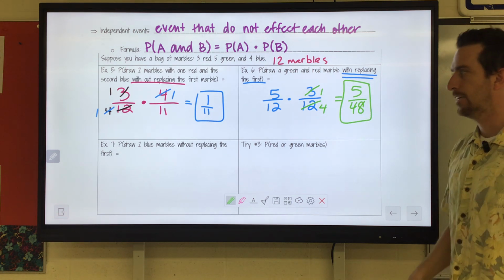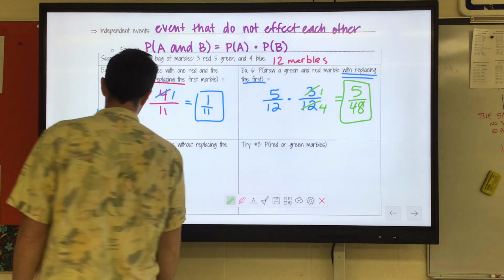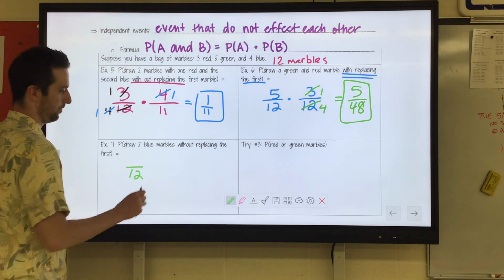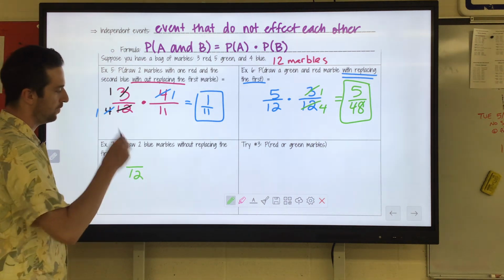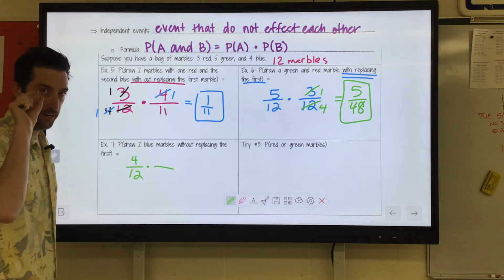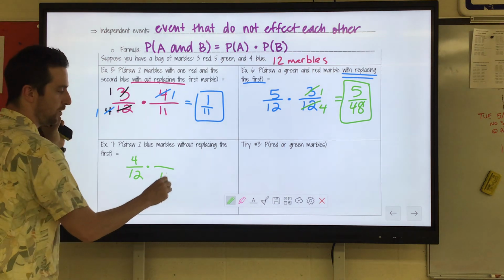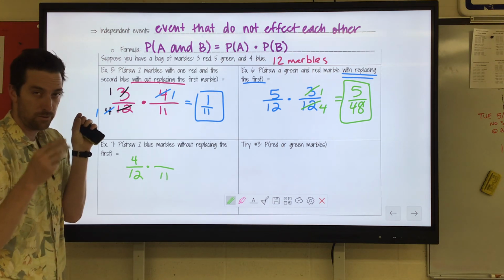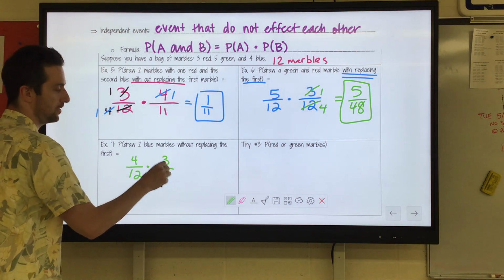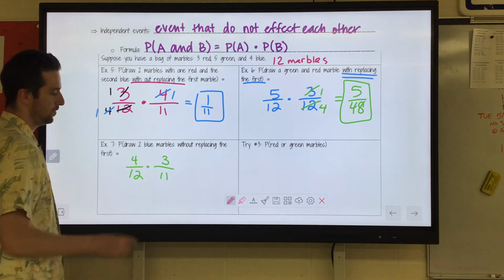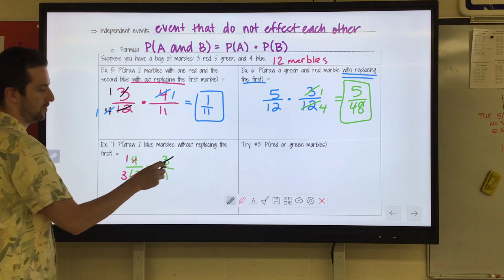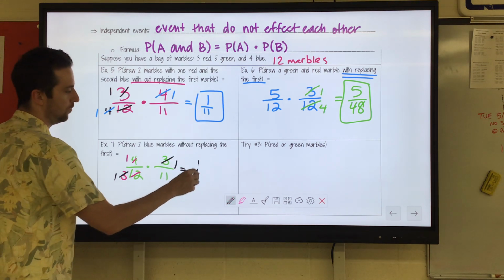Here's a couple to try. We're just going to do them right now. You draw 2 marbles without replacing the first. So out of the 12, how many of them are blue? 4 of them were blue. But we're not putting it back in. We have a blue marble in our hand. So there's only 11 marbles in the bag. Also, there were 4 blues. I have 1 in my hand, so there are only 3 blues left inside the bag. Simplify 4/12 becomes 1/3, and then you can simplify the 3 with the 3. So again, we get 1/11.